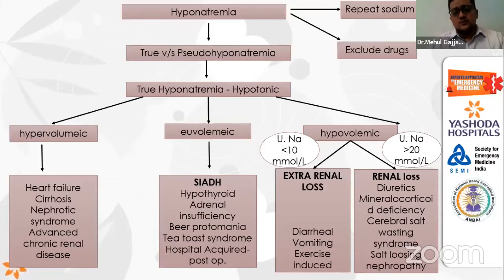Hospital-acquired post-op hyponatremia can also be euvolemic. Here, because of pain or other stimulus, there is a secretion of ADH hormone. And the last, rare causes are beer potomania and tea and toast syndrome. Here, as the person is either alcoholic or taking a lot of solute in the form of beer or carbs, this leads to euvolemic hyponatremia. So this is the diagnostic approach for hyponatremia.